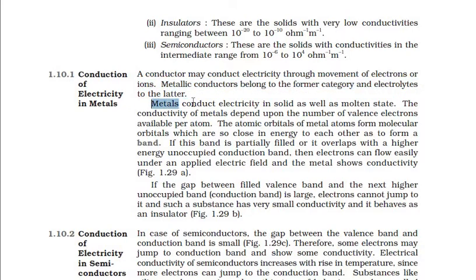Metals conduct electricity in the solid as well as in the molten state. The conductivity of a metal depends upon the number of valence electrons available per atom. Now what is a valence electron? Valence electrons are the free electrons, or the electrons available in the outermost subshells, which get energy and are excited to an upper excited state, and then come back to their original position. So this is how the conduction of electricity is done.